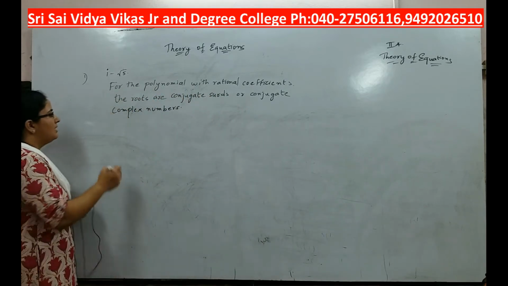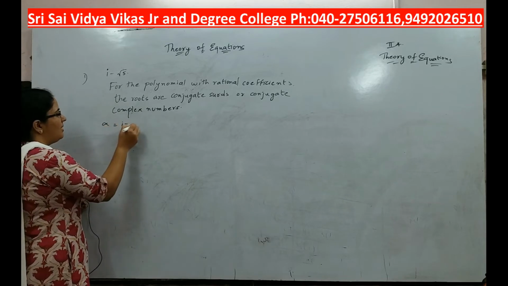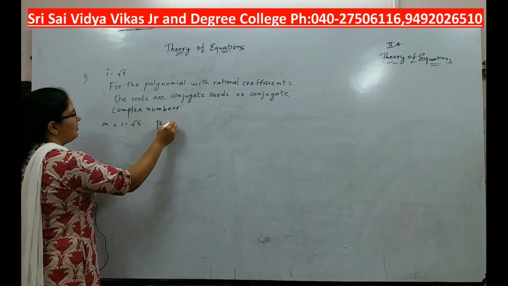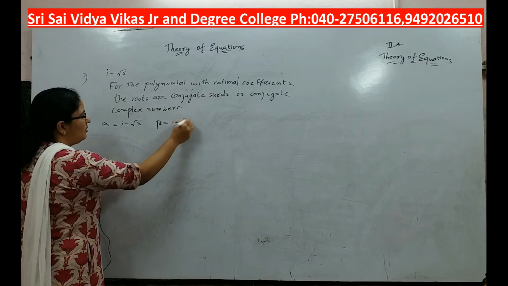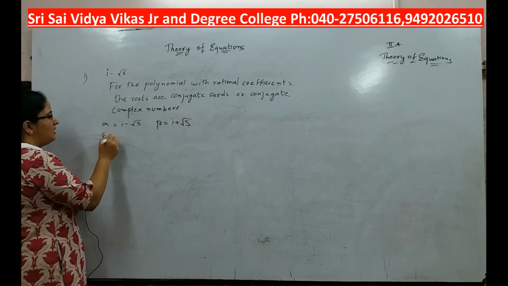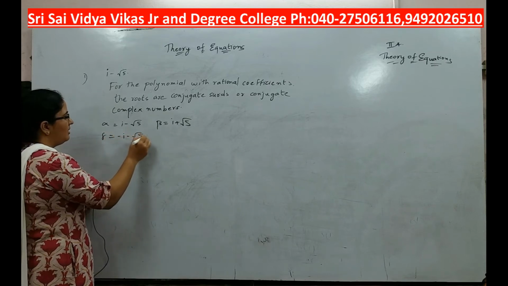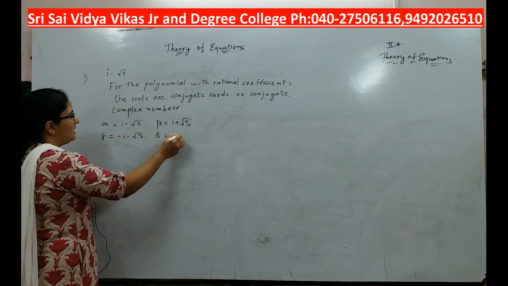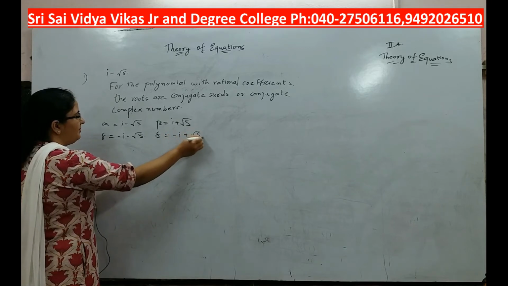Let us see. Alpha is equal to 1 minus root 5, beta will be equal to 1 plus root 5, gamma is equal to minus i minus root 5, delta is equal to minus i plus root 5.